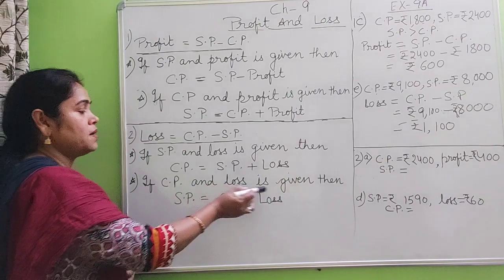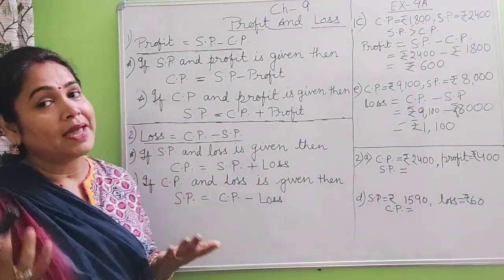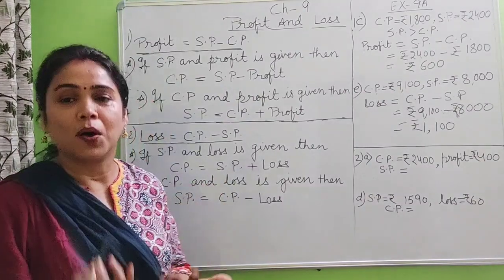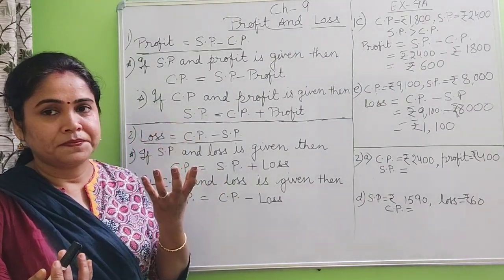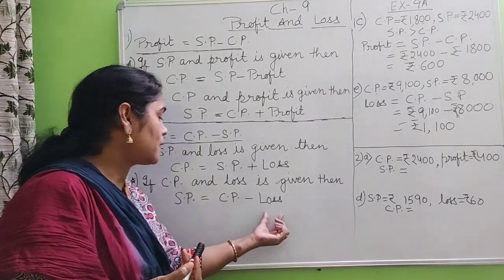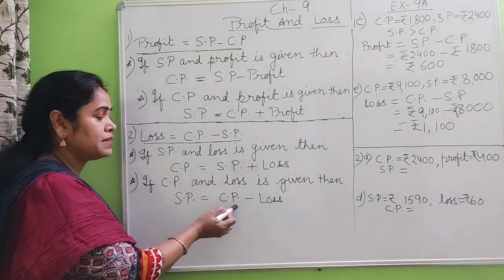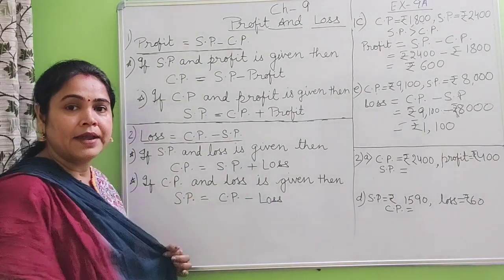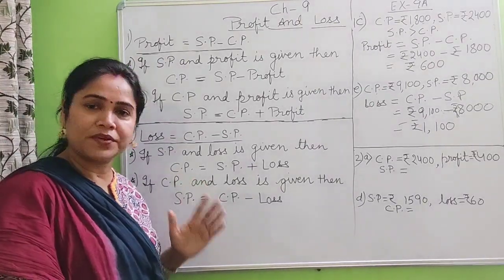If CP and loss are given, then SP is equal to... Again I am telling, in the case of loss, CP is the greatest amount. So if we have to find SP, we will subtract loss from the CP. So we will write SP is equal to CP minus loss. And now using these formulas, we will solve a few questions.